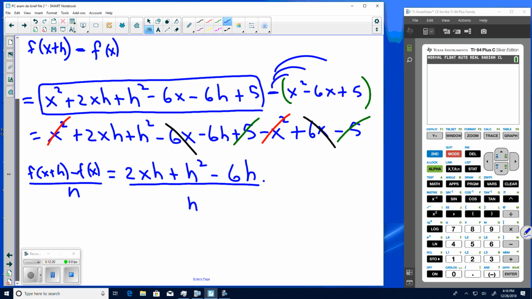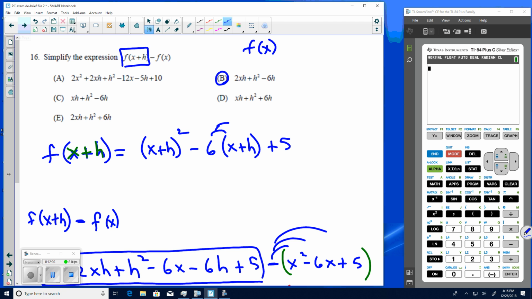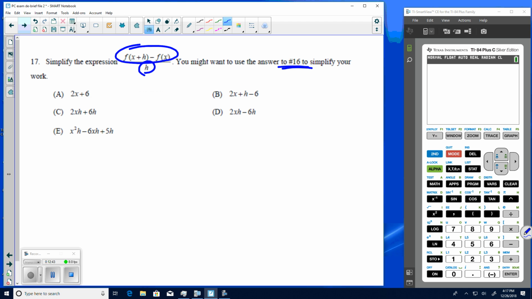And the way you would do that, of course, is to factor the h out of the numerator so you can cancel it. 2x plus h, take away 6, divided by h, once you cancel those common factors. So the answer to this next problem would be 2x plus h minus 6. 2x plus h minus 6, yeah.